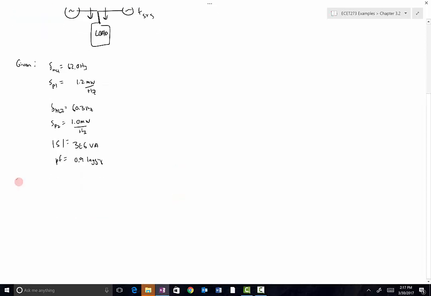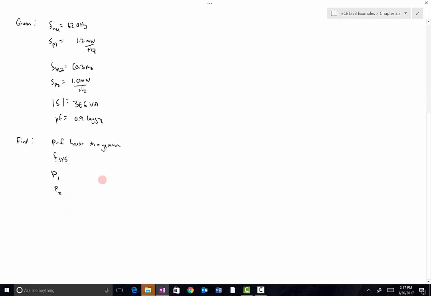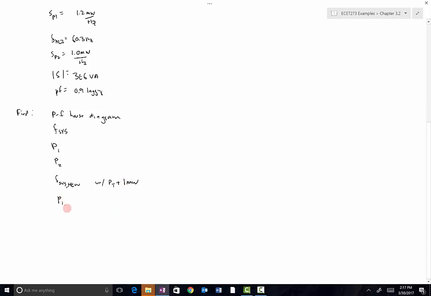So we are asked to find the PF house diagram. I'll explain what that is shortly. We want to know what the system frequency is, right? They're all connected together on a bus, so they all have to have the same frequency. We want to know what the power provided by generator 1 is, and what the power provided by generator 2 is. We want to know what the FSys new is with P total plus 1 megawatt. So the power being provided increased by 1 megawatt. Then we want to know what the new shares of power are, P1 new, P2 new.